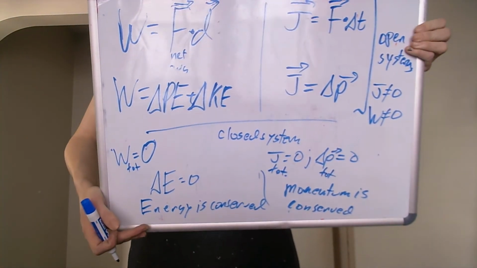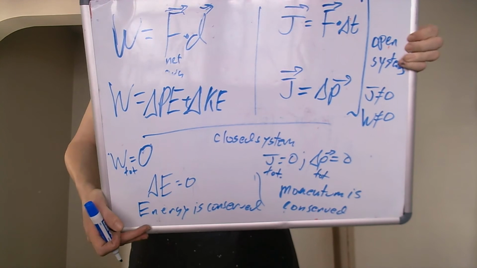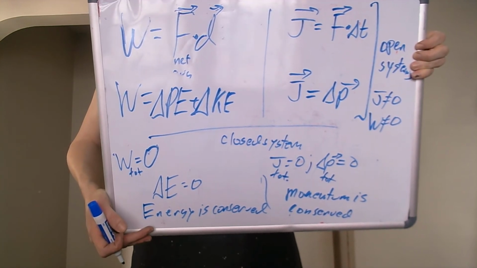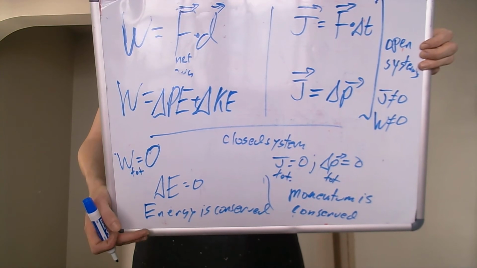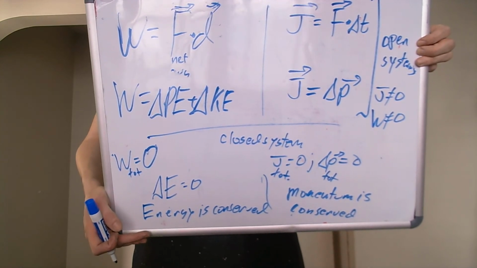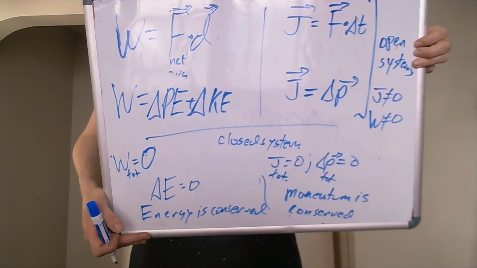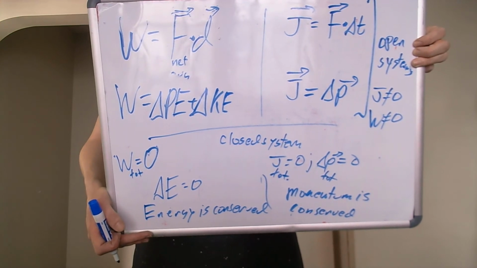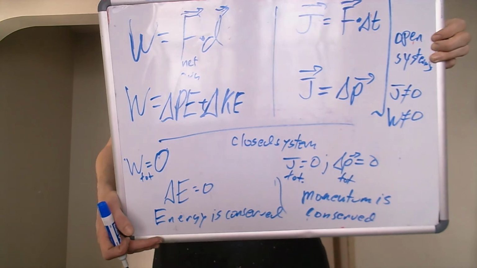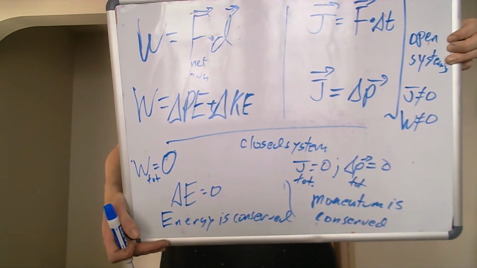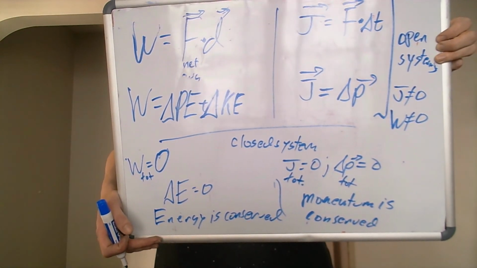And so, just like with momentum, if there's no outside for the momentum to come from or go, momentum is conserved. If there's no outside for the work to come from or go to, then energy is conserved.